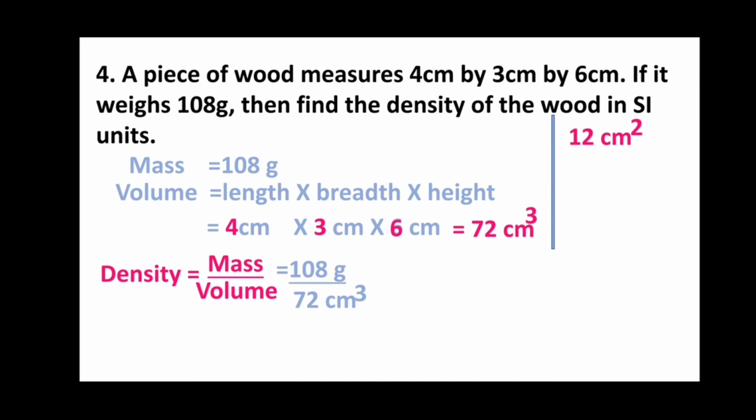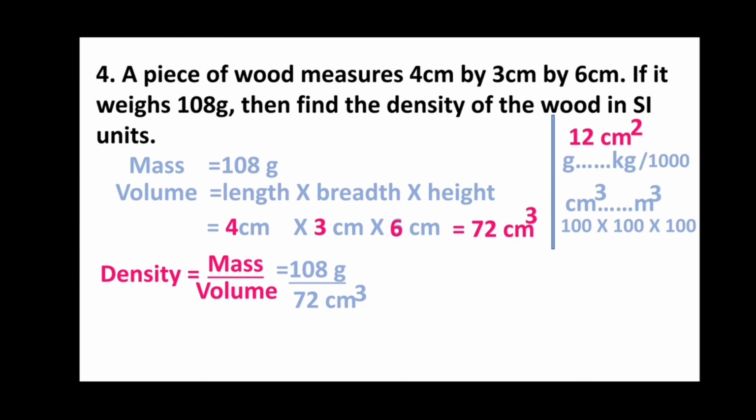We know that the SI unit of mass is kilogram and that of volume is meter cube. Then we know 1 kilogram is equal to 1000 gram and 1 meter is equal to 100 centimeter. Here we have to convert gram to kilogram and centimeter cube to meter cube. For converting gram to kilogram, we have to divide by 1000. And for converting centimeter cube to meter cube, we have to divide by 100 cube. 100 cube means 100 into 100 into 100.